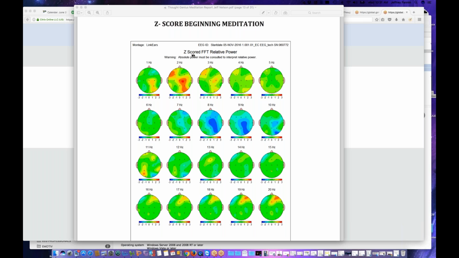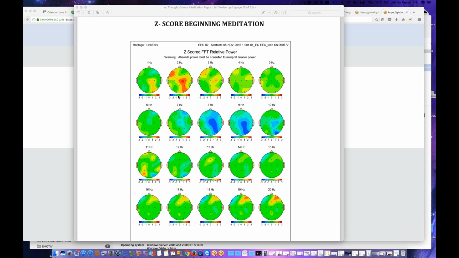Just a quick review. We're looking at what's called a Z-score report. A z-score is a statistical method that lets us measure things like standard deviation. How far away from normal is something? So we have a scale down here that goes from -3 to +3. And those are standard deviations.